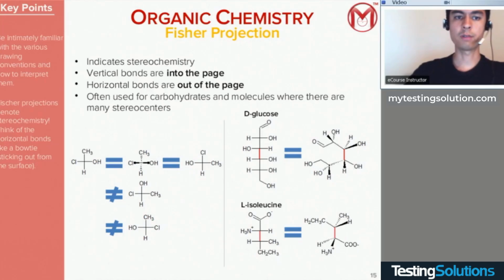Fisher projections indicate stereochemistry. So these are a convenient way for us to depict what could otherwise be very complex and difficult to interpret molecules. The rule for Fisher projection is that the horizontal bonds point out of the plane of the page. You can think like a bow tie sticking out from the surface. And the vertical bonds are pointing into the page. So it'll be drawn like this with just straight lines.